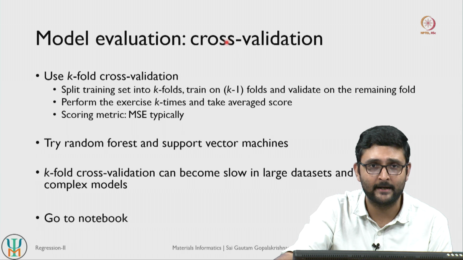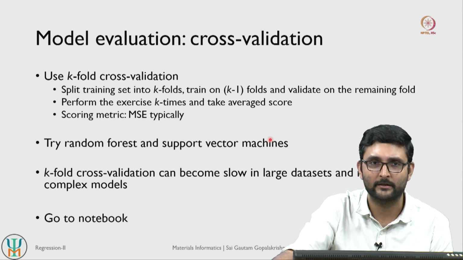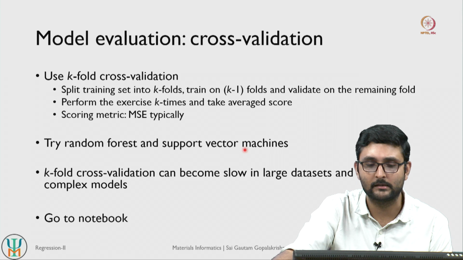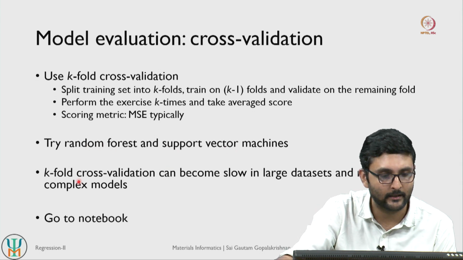The scoring metric is typically mean squared error, but you can use other metrics also. And for this cross validation exercise we will try out random forest. This model is more complex than our decision tree model. We will cover random forest a little later in the course, and we will also try out support vector machines. Support vector machines are really good models. They are less in complexity compared to random forest, but it is useful to compare.